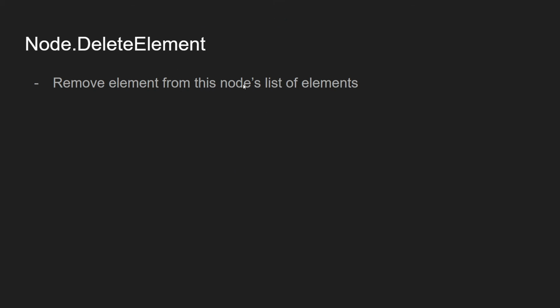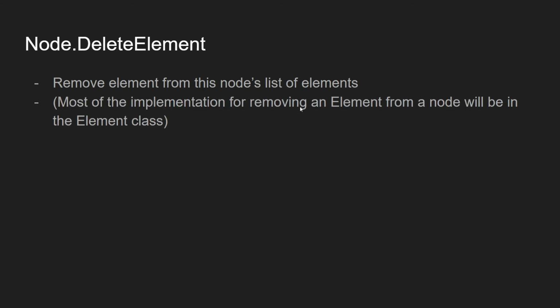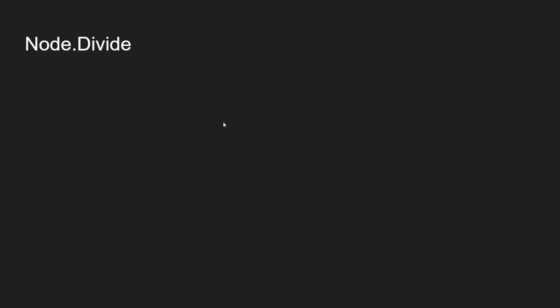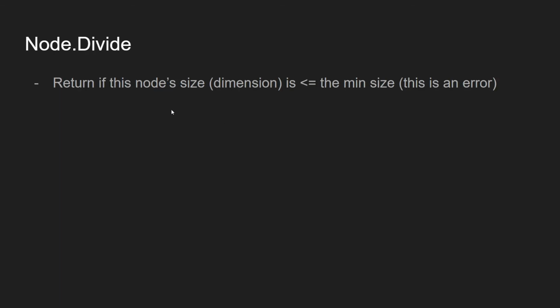This method does not have to be recursive, again, because once an element is added to the tree, it stores a list of the nodes that contain it. So when you delete an element, it can just go to those nodes directly and call delete element. There doesn't have to be any is-contained-by checking or anything. But when we add a new element, we obviously don't know where it should belong in the tree, so we just end up adding it to the root, and that's why that has to be recursive. It'll filter it down to the correct places. But for delete element, we just go to the node directly. Most of the implementation for removing this will actually be in the element class, so we'll see that later. Node.divide, obviously a very important one.